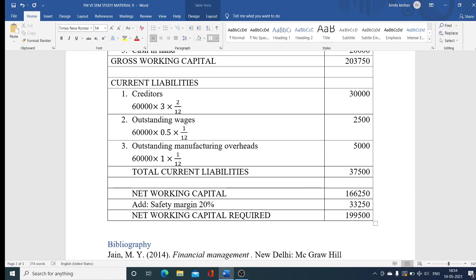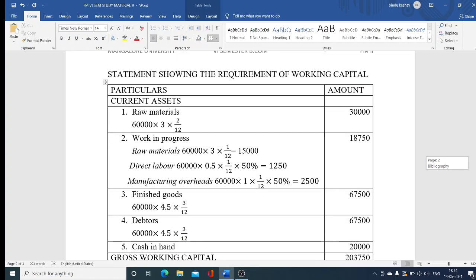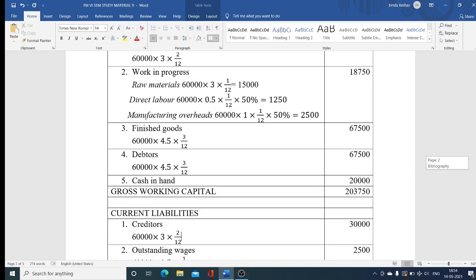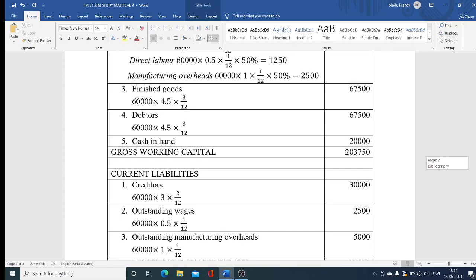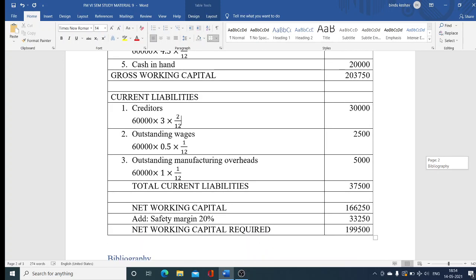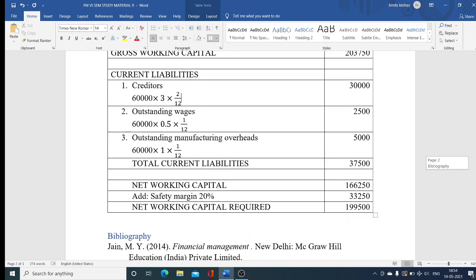So under the components of working capital method, first we have ascertained the value of raw materials, then the work in progress, finished goods, debtors, cash. Then found out the total of that, called the gross working capital. Then you have found out the creditors, outstanding wages and outstanding manufacturing overheads, and found out the total current liabilities. Afterwards we found out the net working capital. To that safety margin of 20% was added, and then found out the net working capital required.